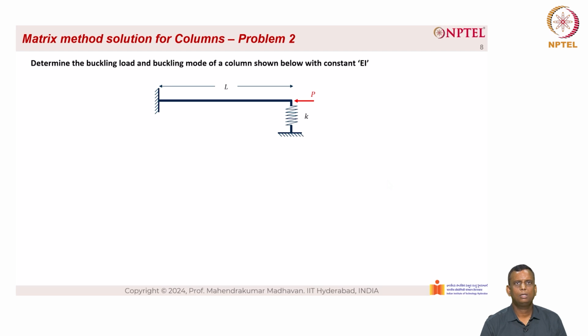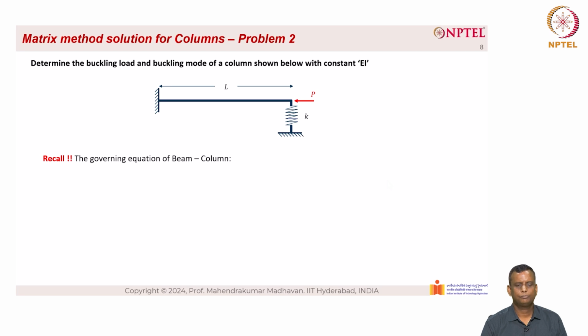Now, let's look at problem 2. Determine the buckling load and buckling mode of a column shown below with constant EI. The left end of the column is fixed. The right end of the column is supported by a linear elastic spring whose stiffness is K. The length of the column is L. It is subjected to an axial compressive force P.